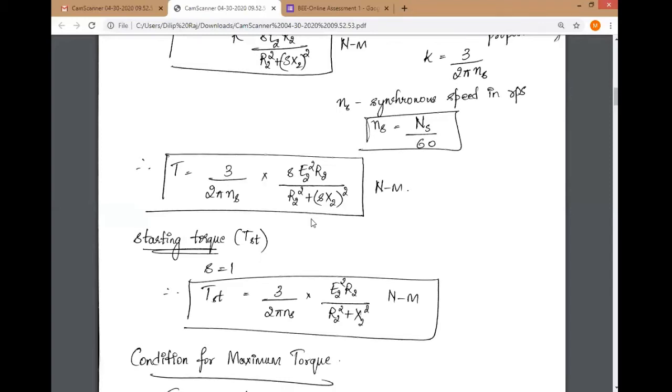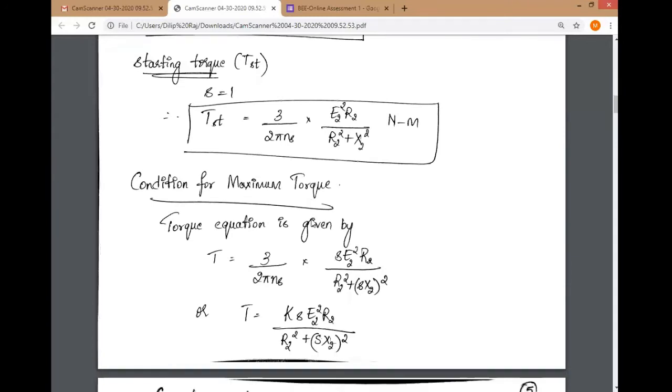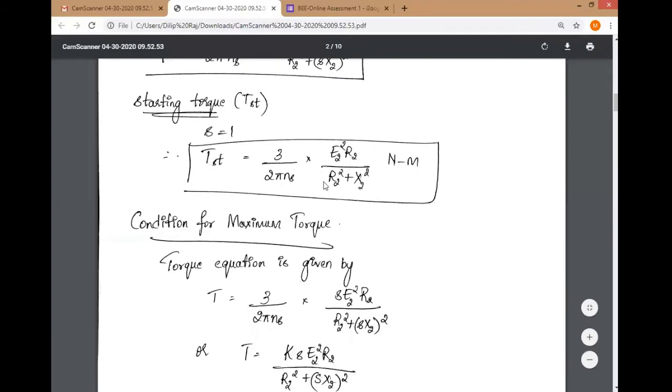Moving on to the second topic, that is condition for maximum torque. Here, this is a derivation where we are looking for the condition which gives us the maximum torque, or the condition at which the torque is going to be maximum. So here we consider the general torque equation, which is 3 by 2 pi ns, that is nothing but K times s E2 square R2 by R2 square plus sX2 the whole square. This equation is obtained from the derivation which we have derived previously.